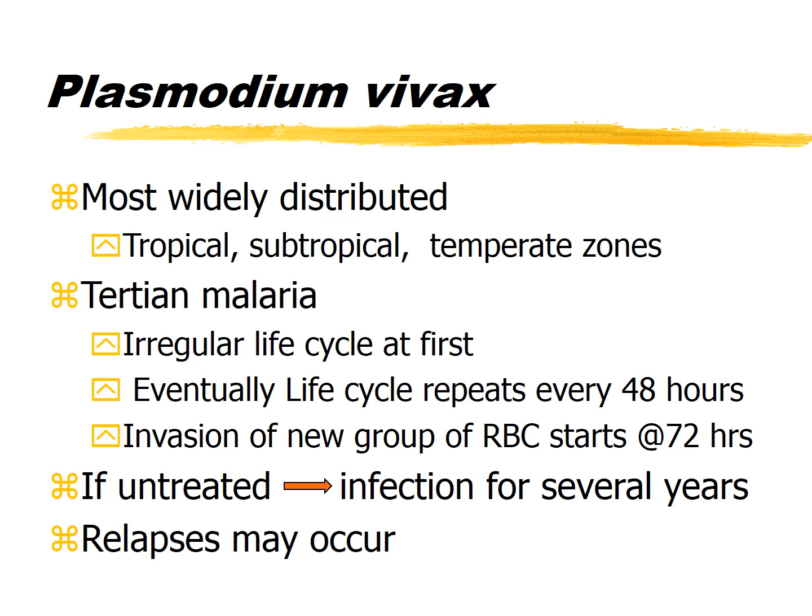Plasmodium vivax is the most widely distributed. We see it in the tropics, the subtropics, and temperate zones. It's called a tertian malaria because eventually it settles into a 48-hour life cycle, and then at the start of 72 hours it invades a new group of red blood cells. If left untreated, the infection can last for several years. And remember, this is one of the ones that has the dormant phase in the liver.